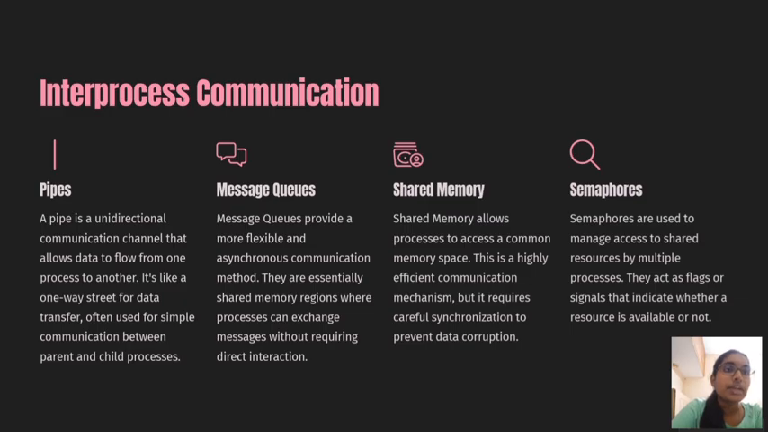Shared memory allows processes to access a common memory space. This is a highly efficient communication mechanism, but it requires careful synchronization to prevent data corruption. Semaphores. Semaphores are used to manage access to shared resources by multiple processes. They act as flags or signals that indicate whether a resource is available or not.